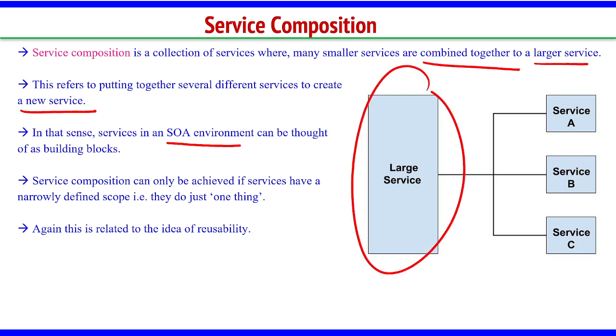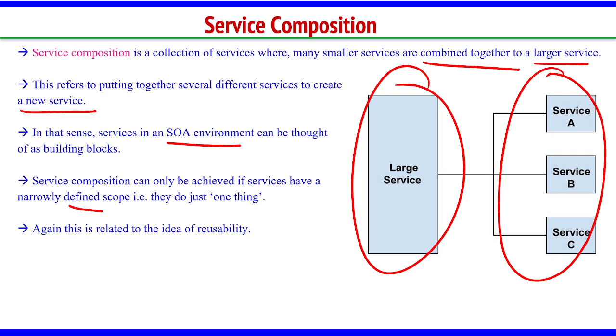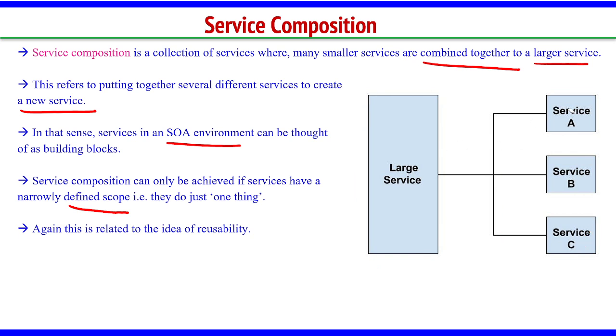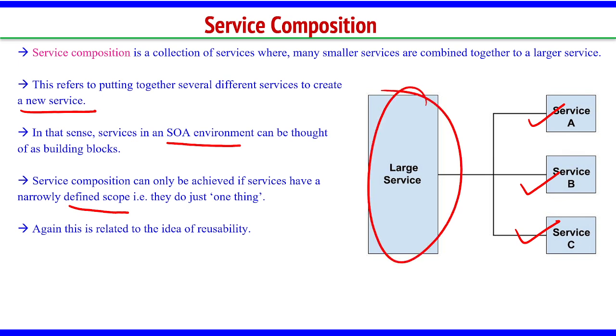Because I have a business, I want to build one service which will do multiple tasks. So I am combining these services and forming a single service. That's why we are saying in SOA, services can be thought of as building blocks. Service composition can only be achieved if services have a narrowly defined scope. We can combine them if they are doing some simple task. This is doing login authentication, this is doing a database check, and this is doing validation of credentials. Then all three can be combined to make a login authentication screen. If they are doing simple tasks only, we can combine them.